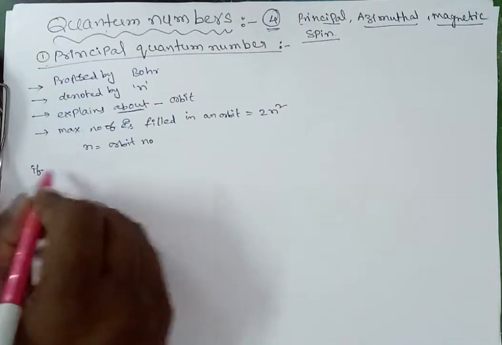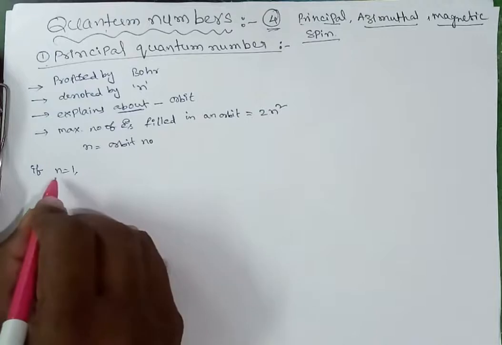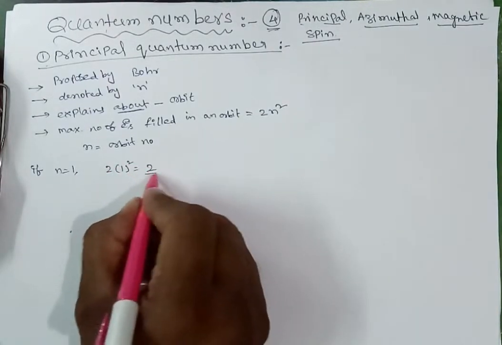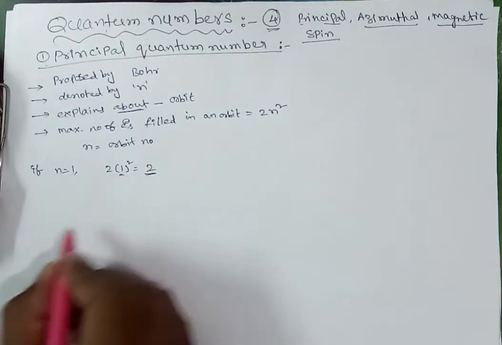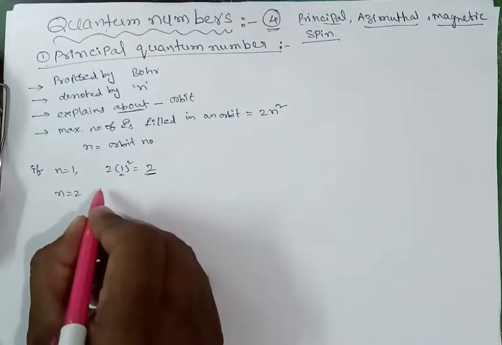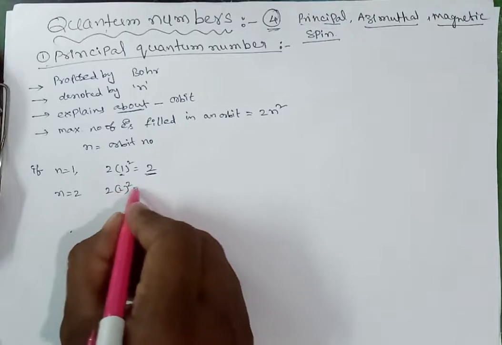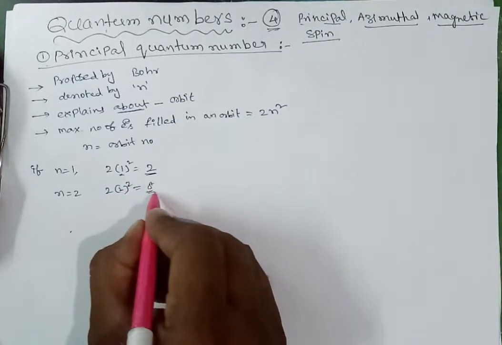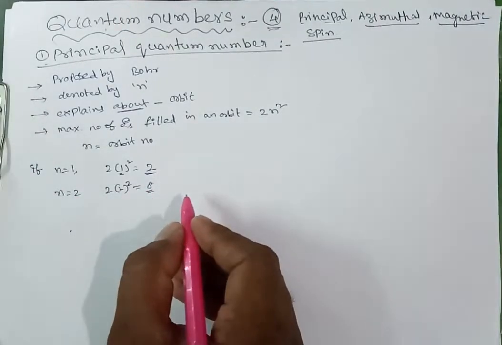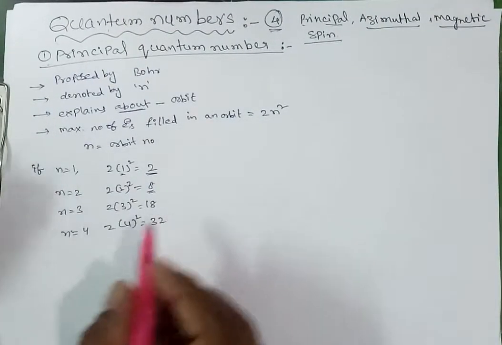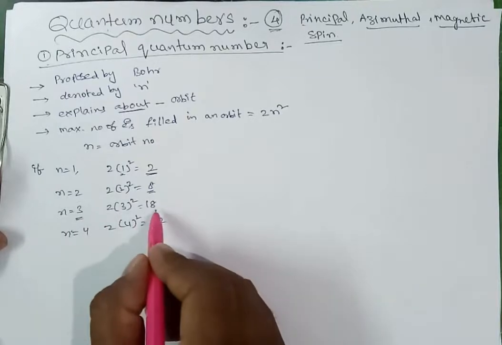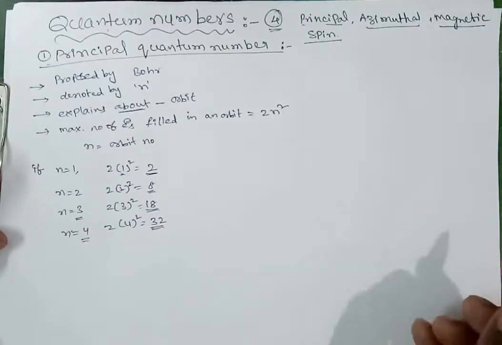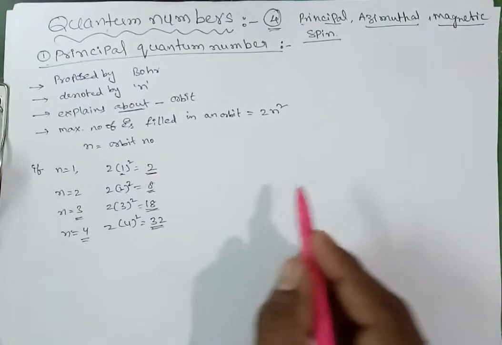For example, if n equals 1, 2 into 1 square equals 2. That means in the first orbit there are 2 electrons. If n equals 2, 2 square means 4, 4 twos are 8. In the second orbit 8 electrons are accommodated. In the third orbit 18 electrons are accommodated. In the fourth orbit 32 are accommodated. This is about the principal quantum number.